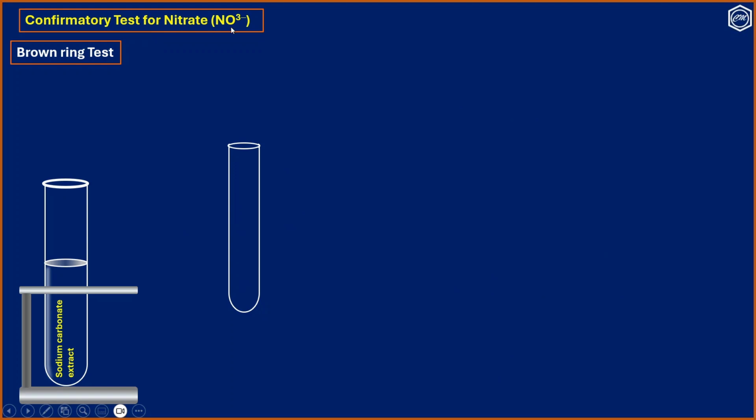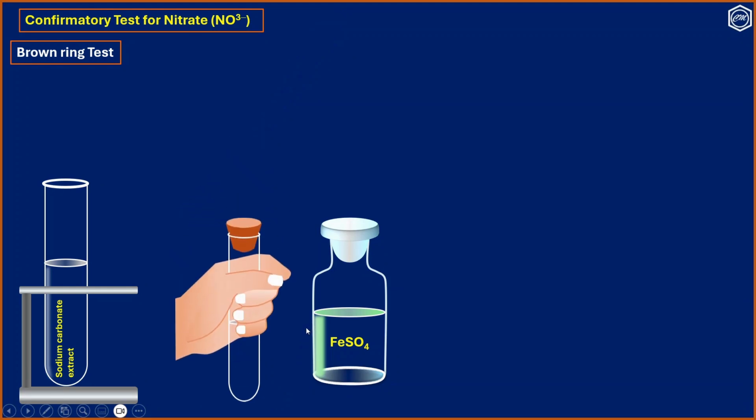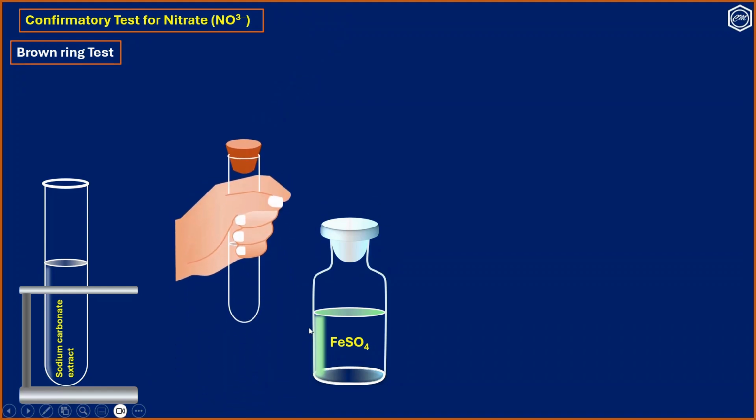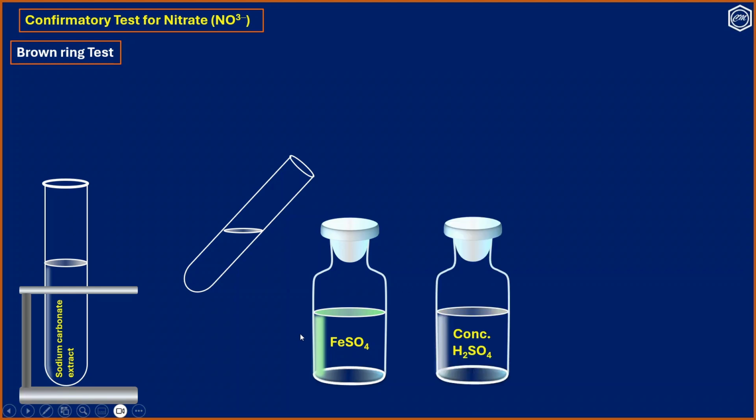Next is the confirmatory test for nitrate ion, and that is the brown ring test. For that we take about 1 ml of the extract which is acidified with dilute sulfuric acid. Now we add an equal volume of ferrous sulfate to that, and we shake the solution well. And to that solution, we carefully add concentrated sulfuric acid through the sides of the test tube using a dropper. Without shaking, we are adding concentrated sulfuric acid.